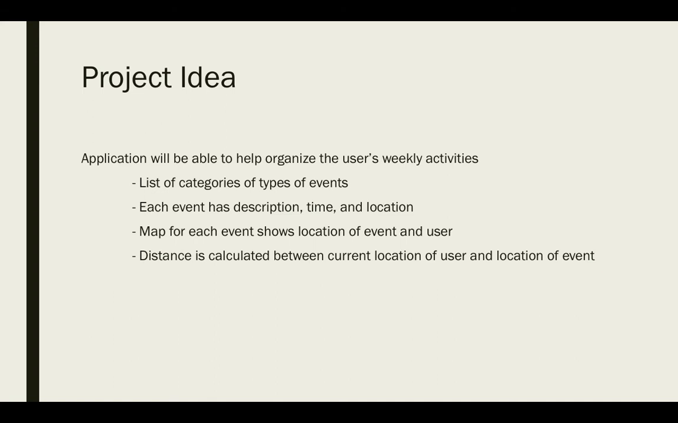And then for each event, there is a map that will show the location of the event based on the address given for it. It will also show the location of the user. And then between those two points, it will be easy to call an API and find the distance between those two.